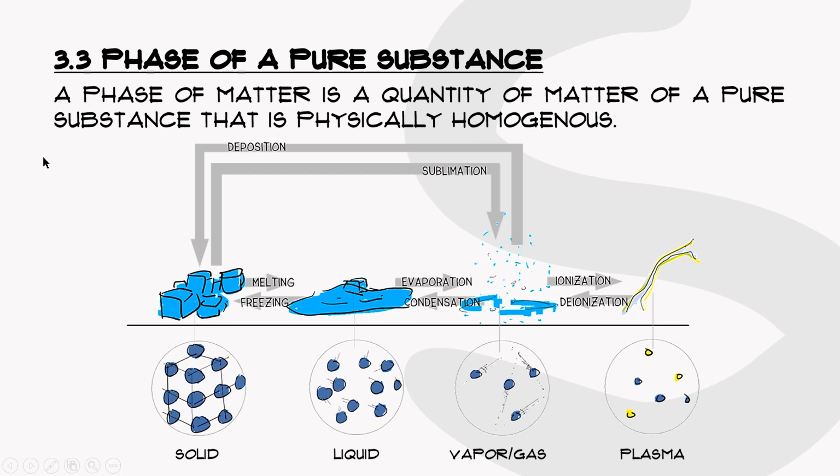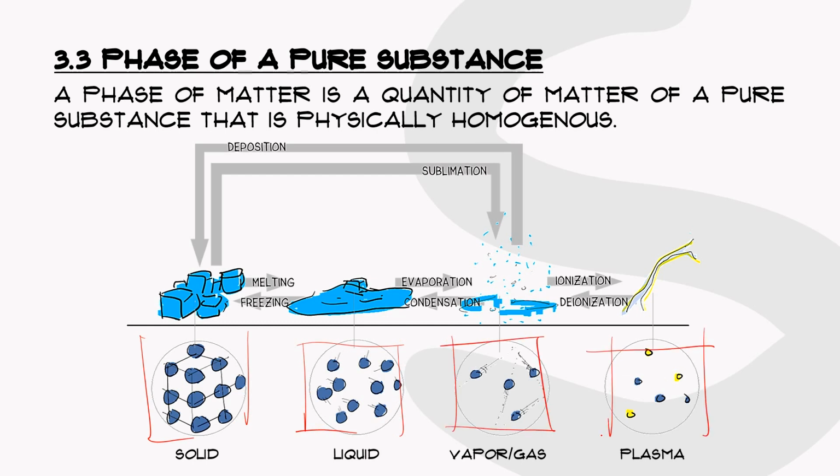Okay, so next is the phase of a pure substance. The phase of matter is a quantity of matter or a pure substance that is physically homogeneous. So when using H2O, we have the solid phase, liquid phase, and vapor, and also the plasma. Although plasma is included here, we will limit our discussion to solid, liquid, and vapor.